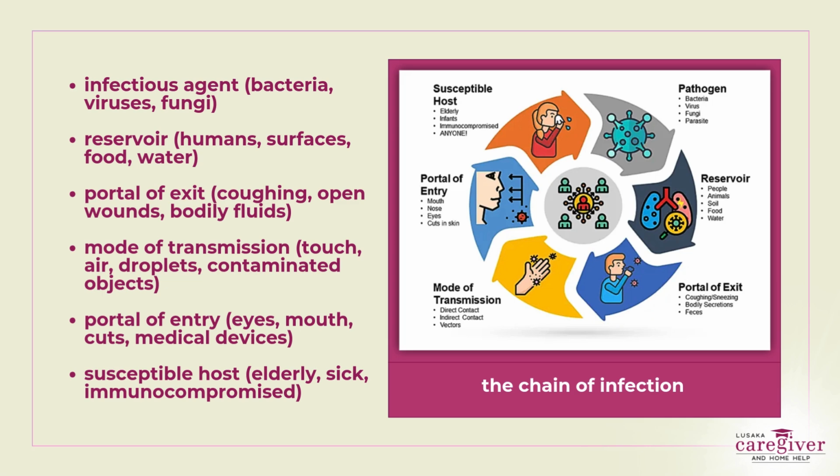The chain of infection has 6 links: infectious agent like bacteria, viruses, and fungi; reservoir like humans, surfaces, food, or water; portal of exit like coughing, open wounds, or bodily fluids; mode of transmission such as touch, air, droplets, or contaminated objects; portal of entry, which includes eyes, mouth, cuts, or even medical devices; and finally, the susceptible host, like the elderly, already sick, and immunocompromised individuals.